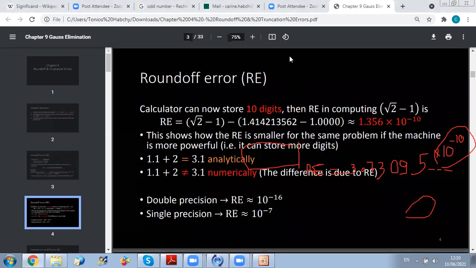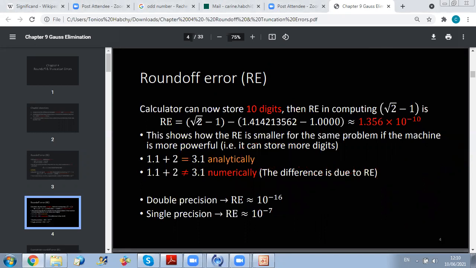Now, concerning if I want to do addition on a calculator. Okay. Now here we have given an example.